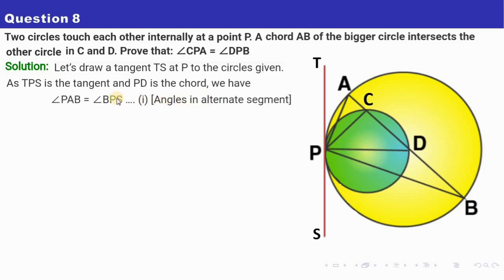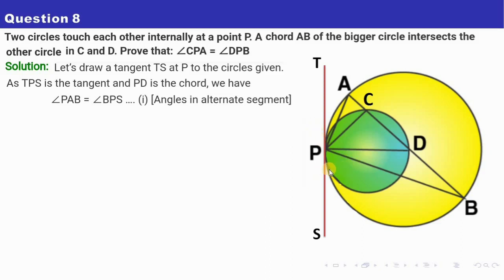So we have angle PAB. Let us see where is PAB. PAB, that is this angle, will be equal to angle BPS, that is this angle. Now, see here carefully. This angle will be equal to this angle. Actually this is not PD, please make the correction, this is PB. So PB is this chord and this is the tangent, and you want to evaluate this angle. So chord PB and the tangent are making this angle.